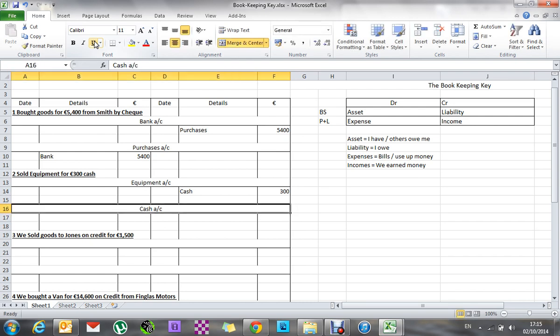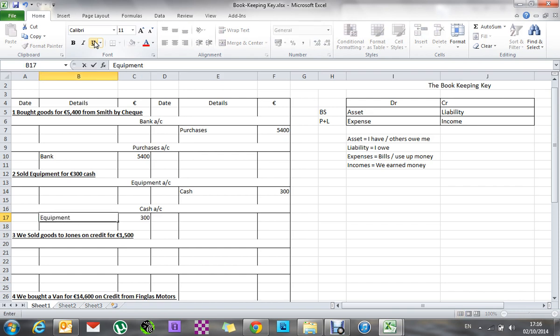And cash is an asset. I have more asset. According to the bookkeeping key, asset is in the debit column. So when I have more asset, I'll have a debit. And it's 300 there. And I write the word equipment. If I wasn't sure whether cash is a debit or a credit, but I was sure of the previous one, well, I know if I have a credit in the equipment, it means I must have the opposite in the cash account. So if I knew cash, well, I have more money coming in, and it has a debit, then I know the equipment must be the opposite.